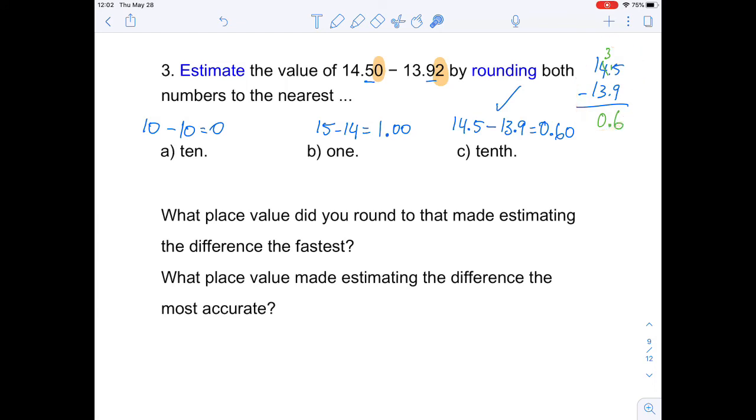So if you are allowed to decide what you're rounding to, sometimes the easiest one may not be the best one because it doesn't give you an accurate answer. So in this case, maybe the 1 would have been the best one to choose because it was easy to do, yet my answer was still fairly reasonable. Okay, so the fastest one was this one, the most accurate one was this one, and the one in the middle might have been the best choice for both speed and accuracy.